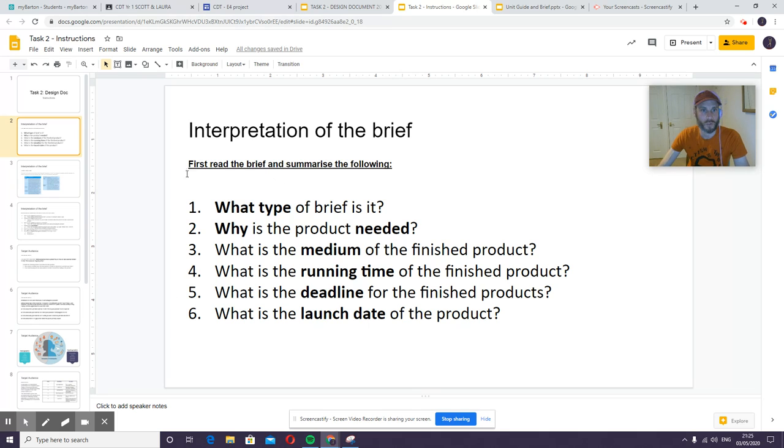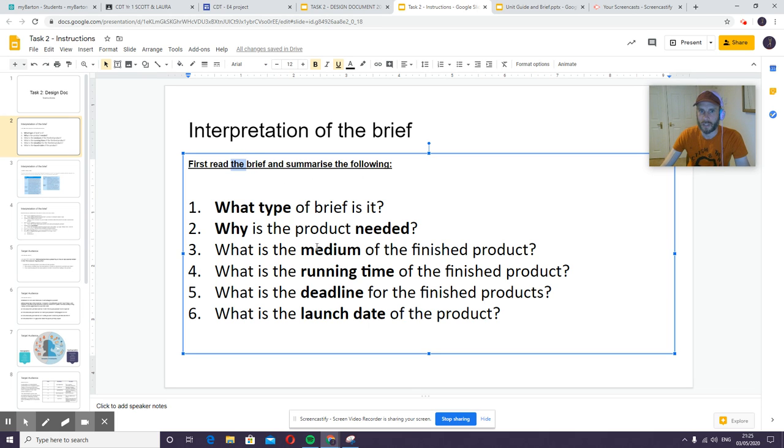So you first of all have to read the brief and then summarize some of these questions here. So you need to explain what type of brief it is that you've been given, why the product is needed, what the medium is. So I'll give you a clue on that one, because that one seems to flummox people every now and again. The medium is 3D animation. We're not doing stop motion. We're not making anything in plasticine. Okay, it's digital 3D animation, CG, that kind of thing. That's the medium we're working in. Okay, we're not doing it via the medium of dance. This is 3D animation.